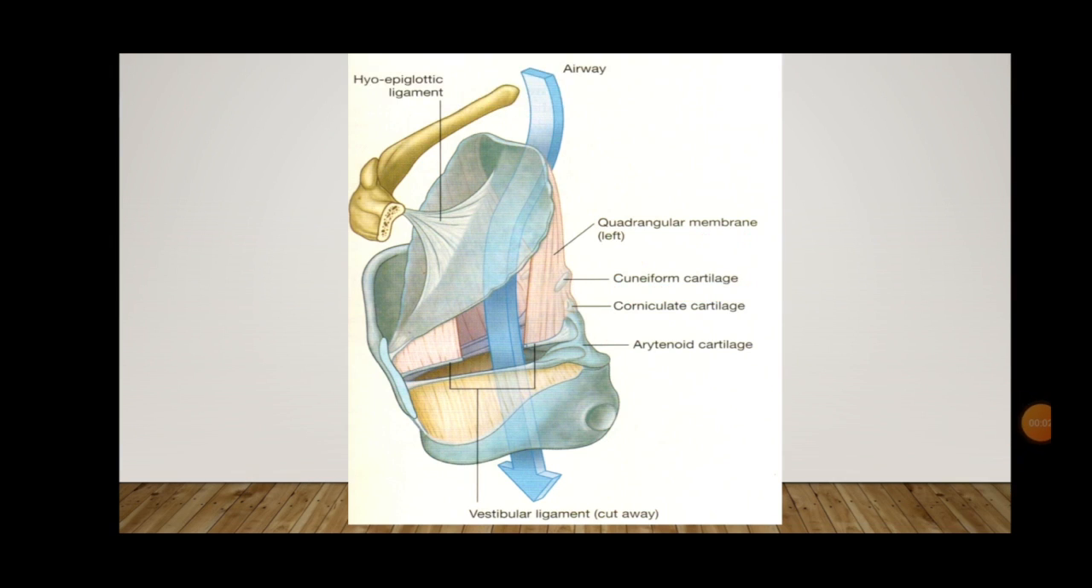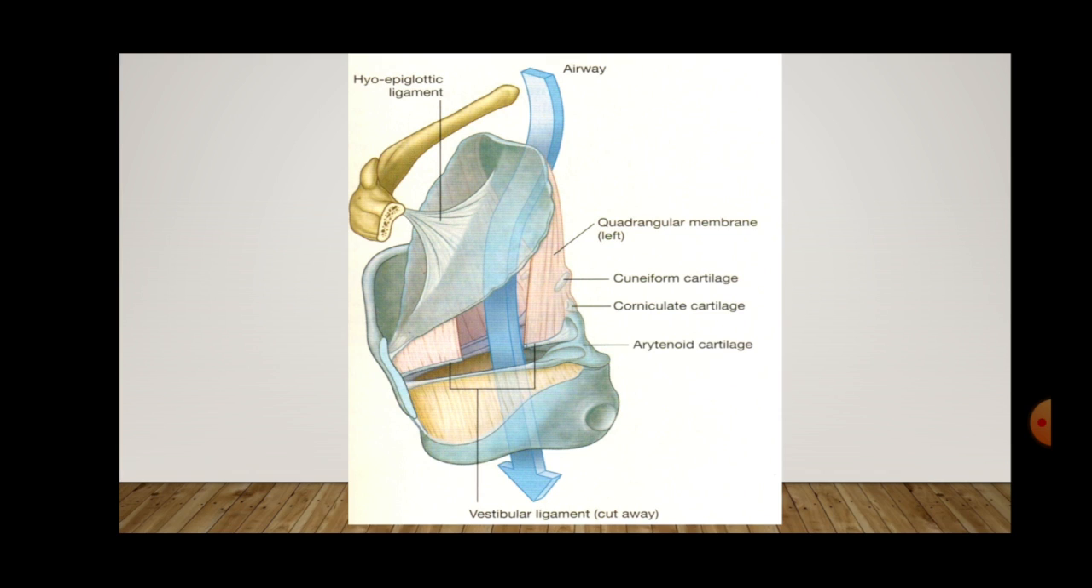The extrinsic membranes of the larynx lie external to the cavity of the larynx, whereas the intrinsic membranes are on the inner aspect of the laryngeal mucosa, inside the laryngeal cavity. So we will see the intrinsic membranes first. That is the quadrangular or quadrate membrane, which is a fibroelastic membrane.